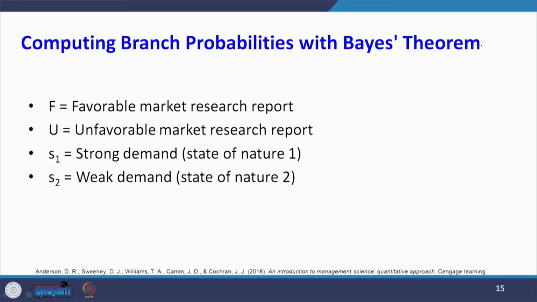So, computing branch probabilities with the Bayes theorem. Now, the company is going for market research study, we know that. So, F is a favorable market research report. The market research company may provide F, meaning a favorable market research report, or they may provide U, that is an unfavorable market research report. S1 represents strong demand, state of nature 1, and S2 weak demand, state of nature 2.